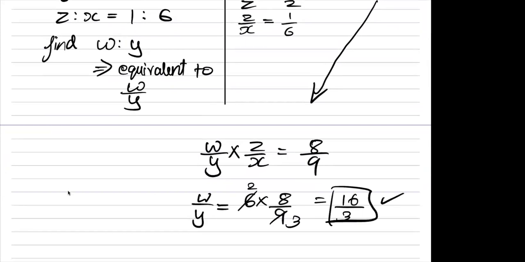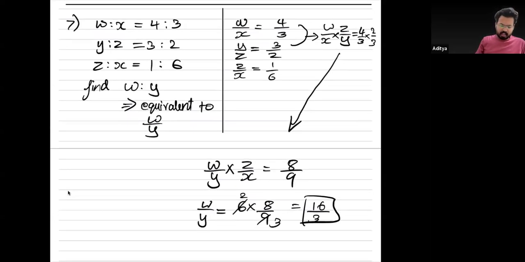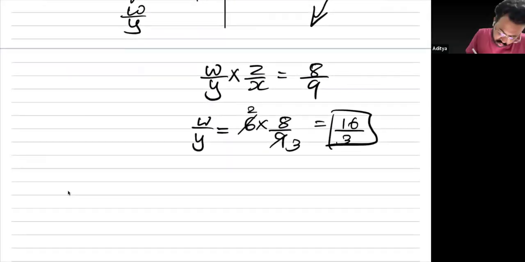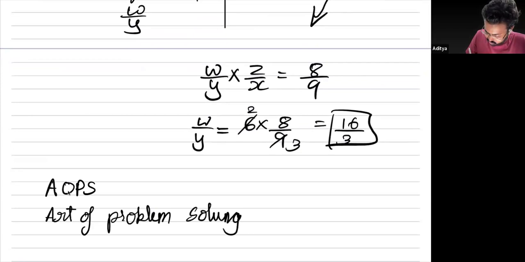Sir, from where do you take six? These are old AMC questions. You can find all of these questions on the AOPS website, Art of Problem Solving. Of course, they won't be categorized into ratio and proportion type questions. If you search AMC8, you will find all past year questions of AMC8.